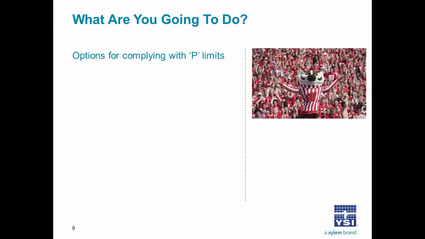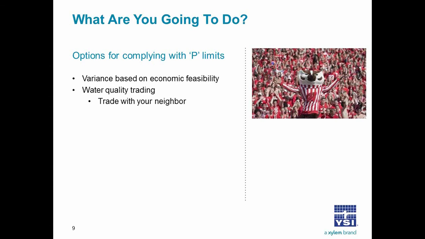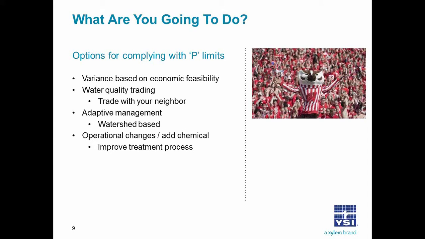Well, what are you going to do? There are several options for complying with P limits. Variance based on economic feasibility, basically too great of an economic burden to your ratepayers. There is water quality trading, basically trade with your neighbor or with a nearby entity to offset the limits. Adaptive management is watershed based, and the idea there is to restore the stream to water quality based criteria so that limits aren't needed. And then the topic of the rest of today's webinar, operational changes or add chemical, and that is improving your treatment process to meet the treatment limits.